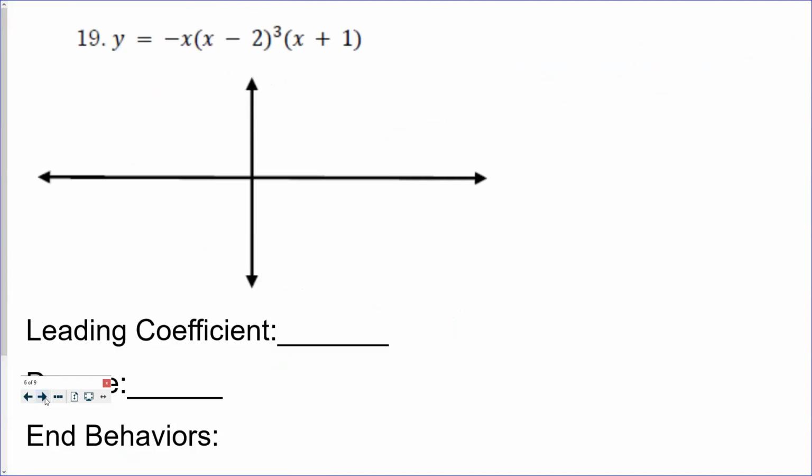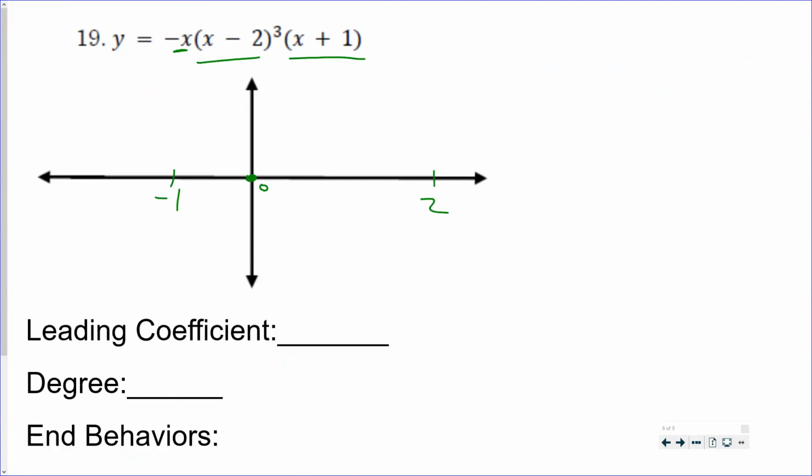So now it's some graphing. Number 19, y equals negative x times x minus 2 cubed times x plus 1. So this one, there's no factoring in it. So all we need to do is label out my x-intercepts. In this case, I have an x-intercept at 0 from this negative x. An x-intercept at negative 1 because it's x plus 1. And an x-intercept at 2 because of x minus 2.